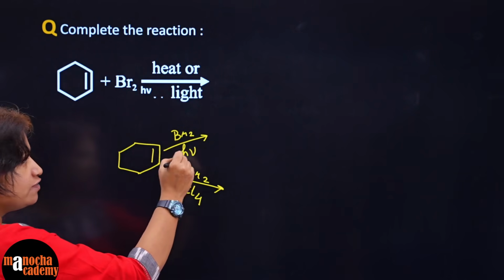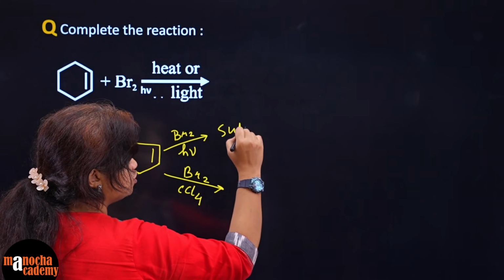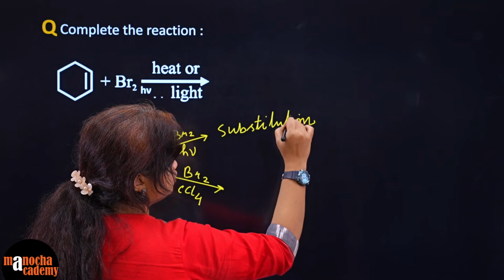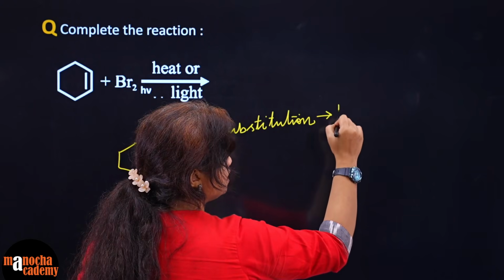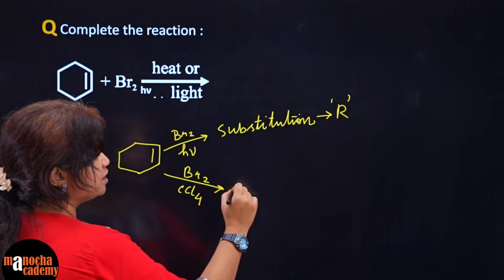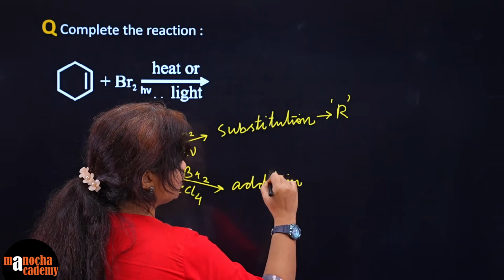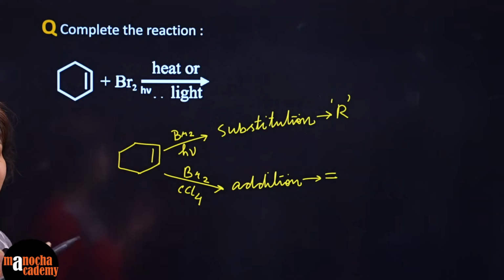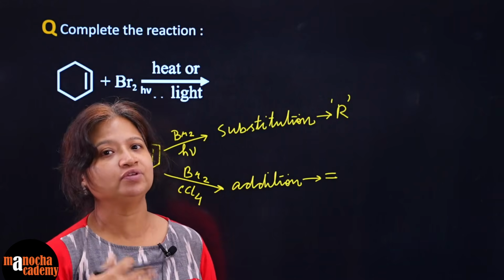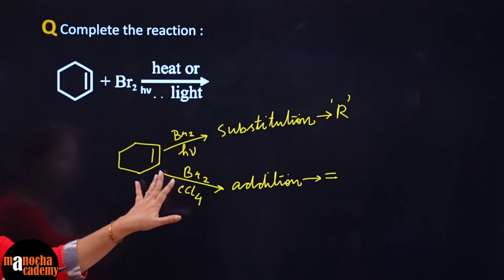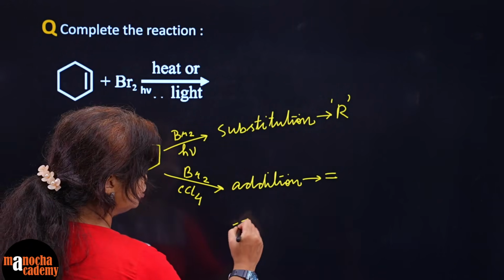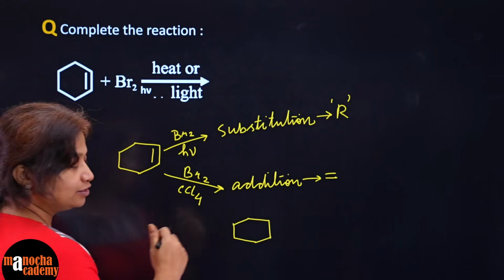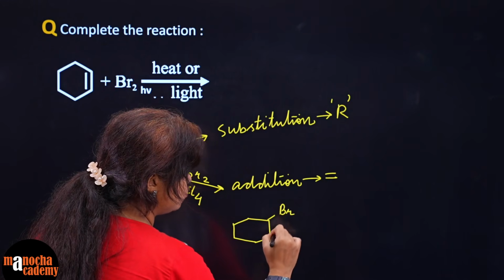Now bromine in presence of light is always a condition for substitution reaction, and substitution reaction will happen with alkyl groups. Bromine in CCl4 is a condition for addition reaction, and it will happen at the double bonded carbons. Alkenes undergo addition reaction, and alkyl groups undergo substitution reaction. So for bromine in CCl4 the product will be addition. The bromines will add to the double bond, so here you get this product.